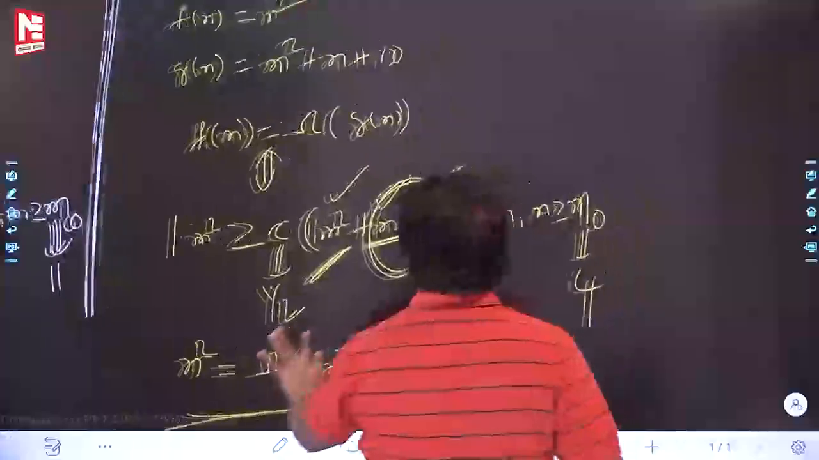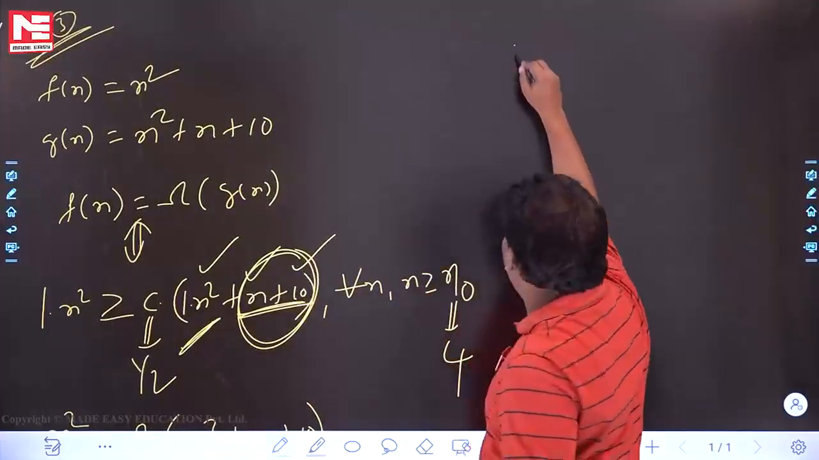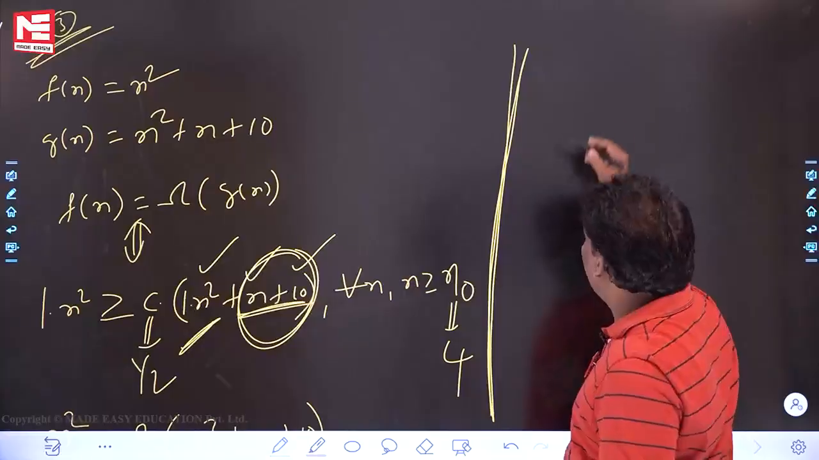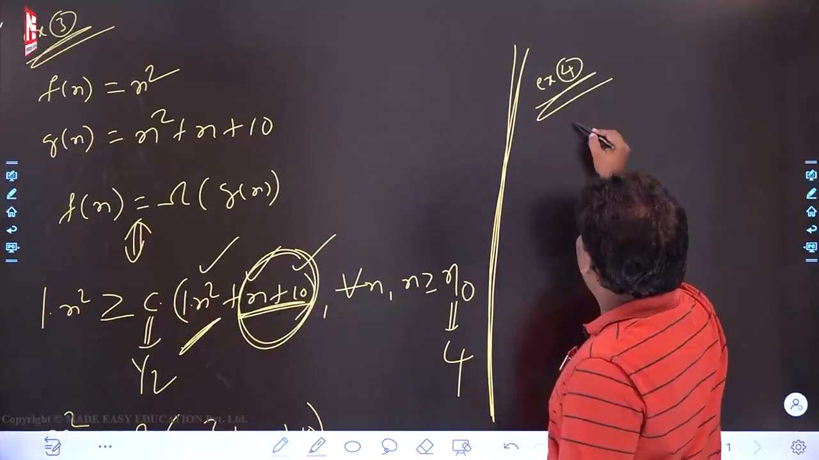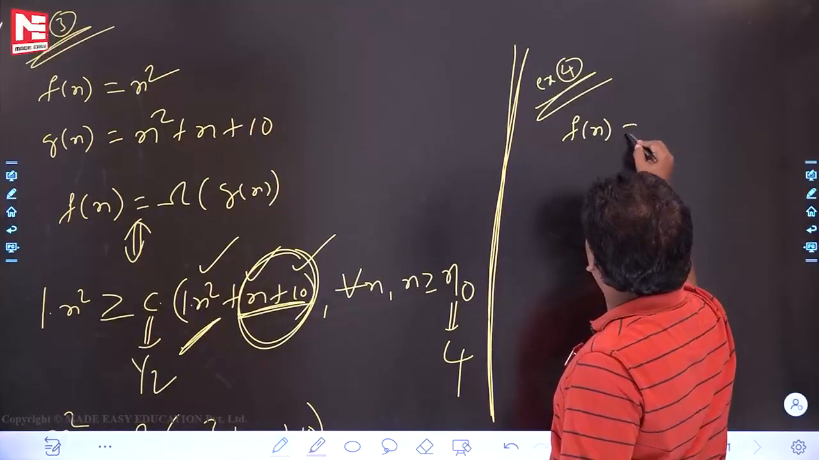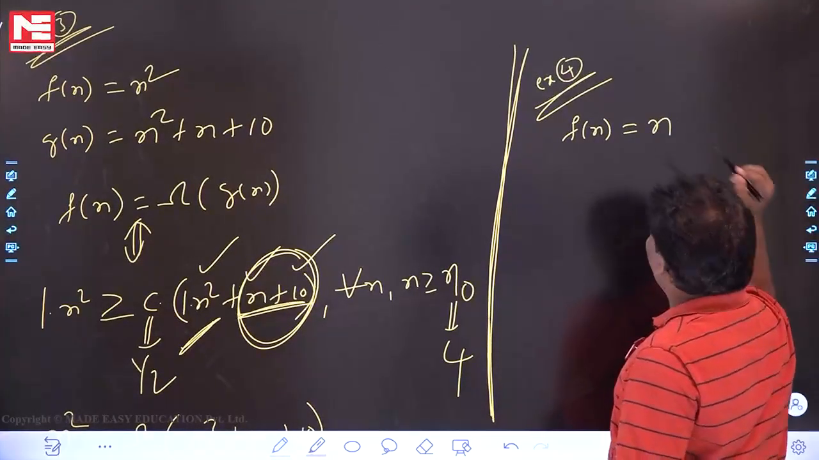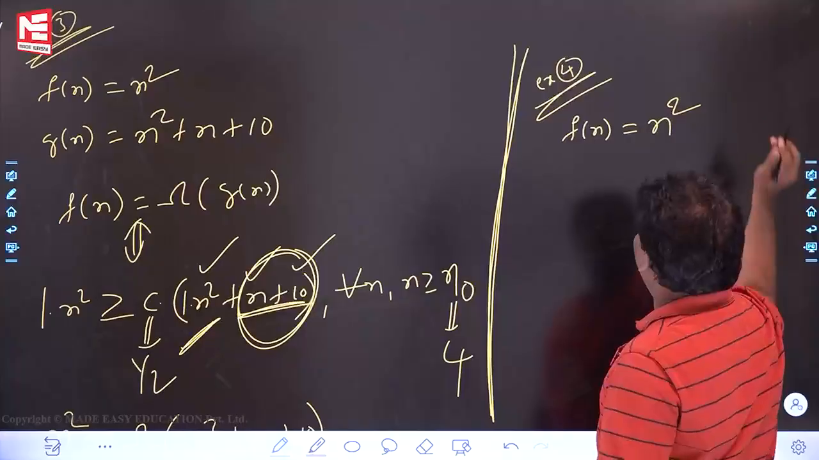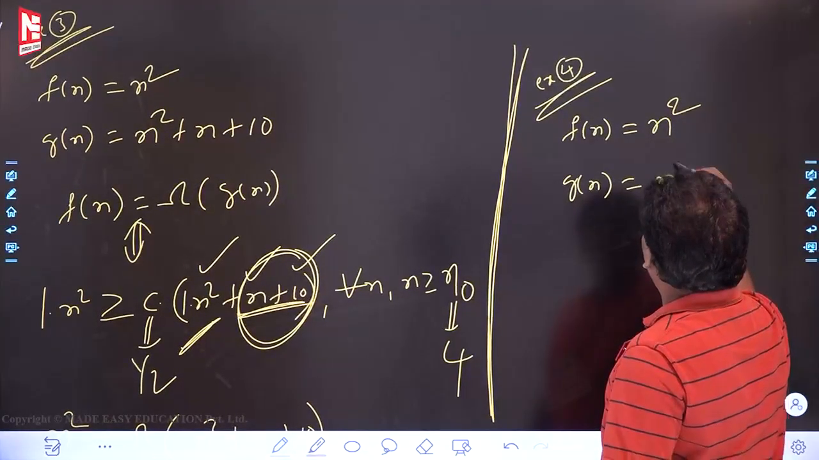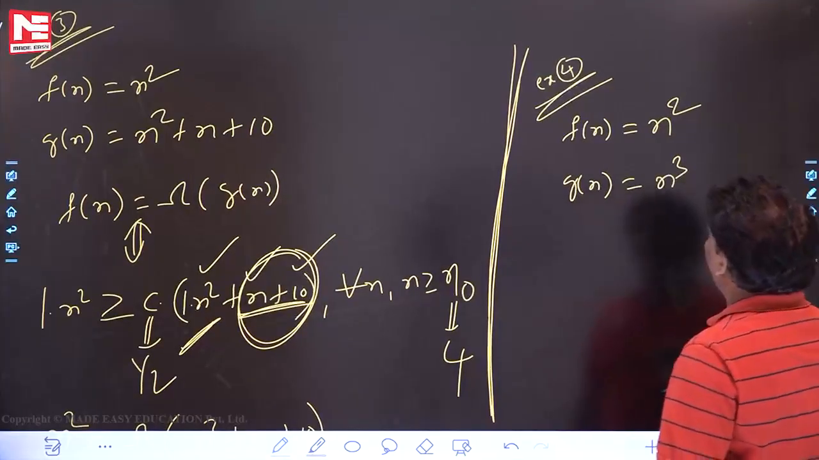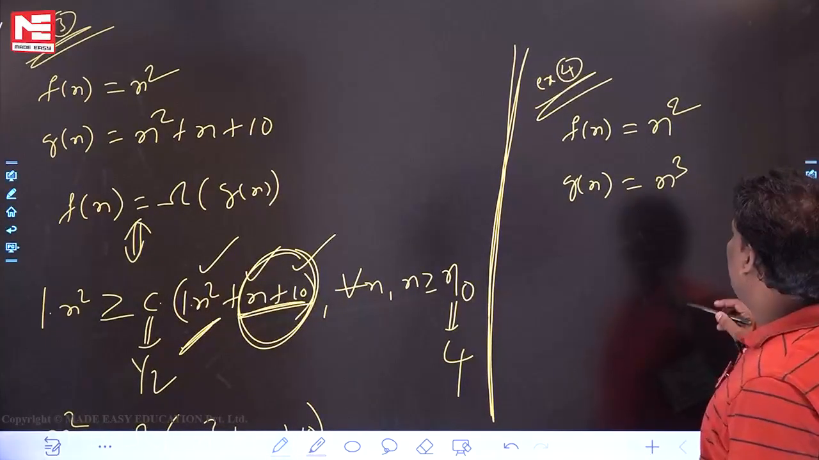Let's go to one more example which may give one more small point which is missed out. Mostly you know that also. Let's see once. Example 4. F of n is equal to n square, g of n is equal to n cube.